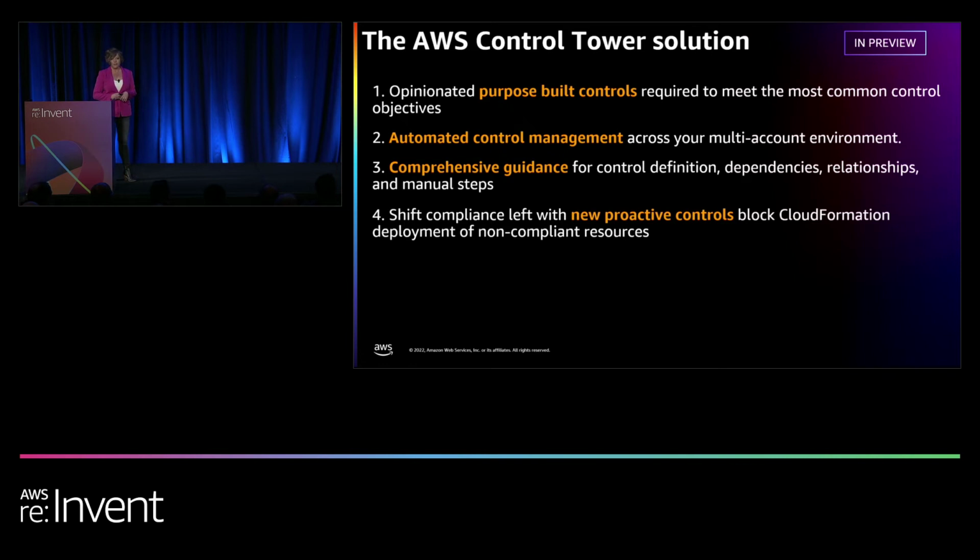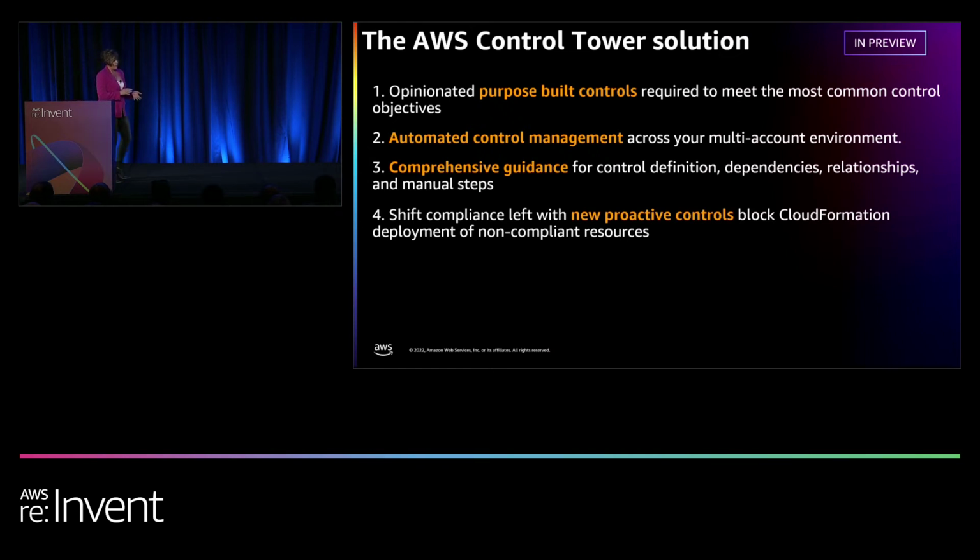We also have shifted compliance left. That's how I refer to it. So shifting control really into your deployments. Some people talk about policy as code. Some people talk about shifting control into your pipeline. We have a new control type that we launched today, and that's what I will demo and we'll talk about here architecture-wise in a minute. But we have a new control type that is called a proactive control. And that proactive control is going to block any CloudFormation deployment of non-compliant resources.